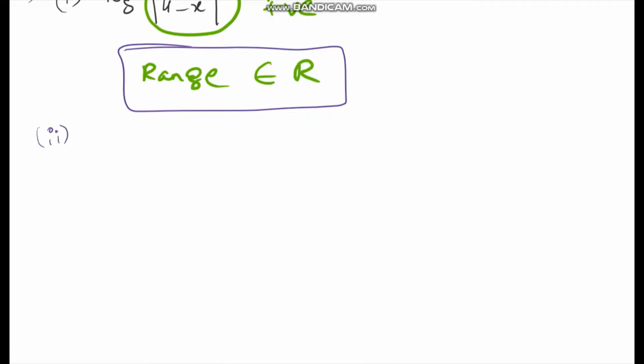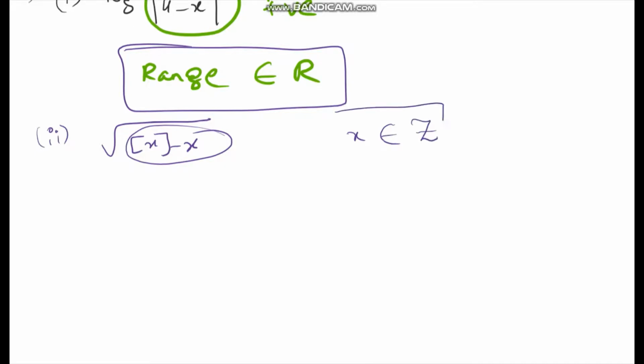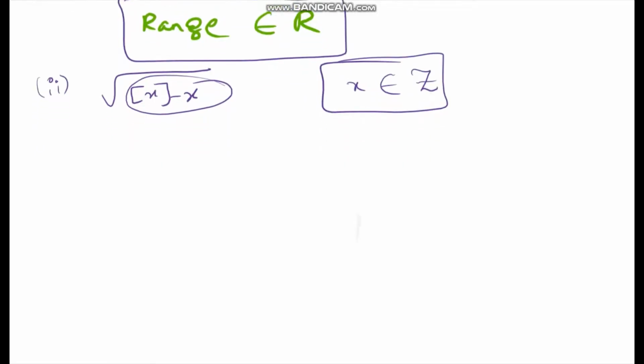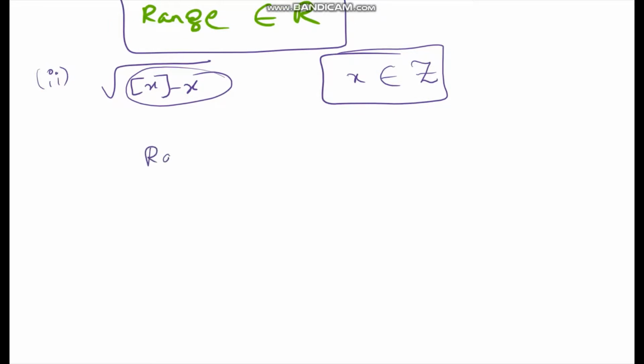Second one is square root of step x minus x. Now for this function, the domain is x belonging to integers, only integers. So the range equals always 0. For x belonging to Z, step x equals x. So the output is always 0.